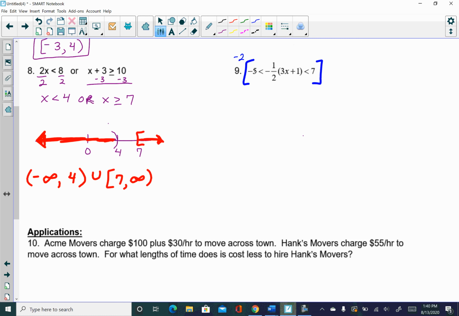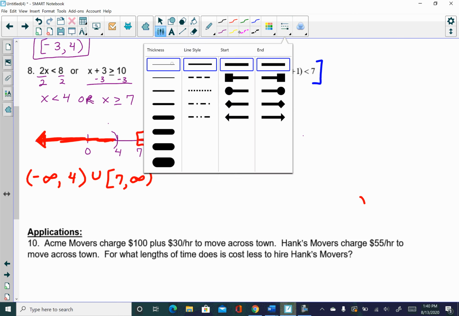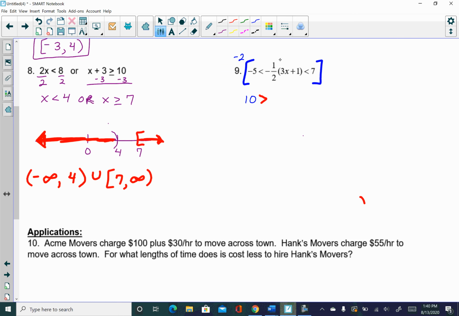So negative 2 times negative 5, positive 10. Now remember our rule, if you multiply or divide by a negative, you've got to change that inequality sign. So I'm going to emphasize that. Now, negative 2 times negative 1/2, a negative times a negative is going to give you a positive, and so half of 2 we know is just 1.